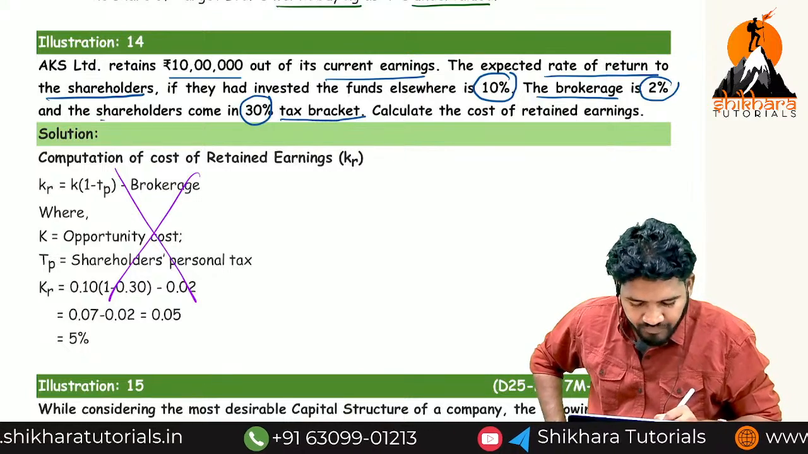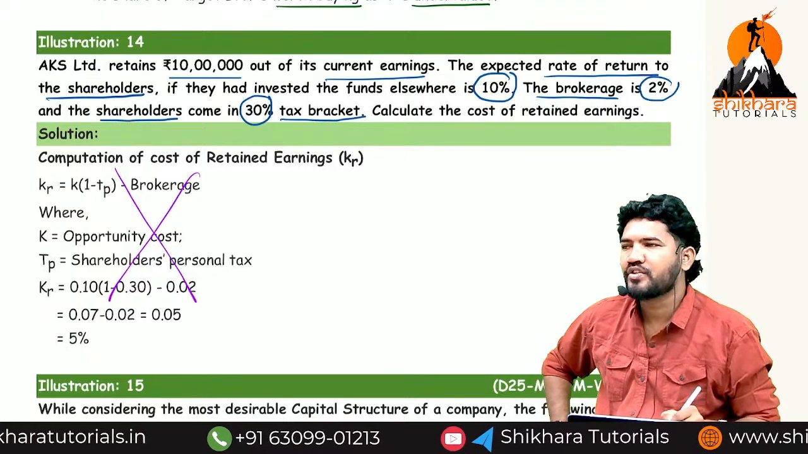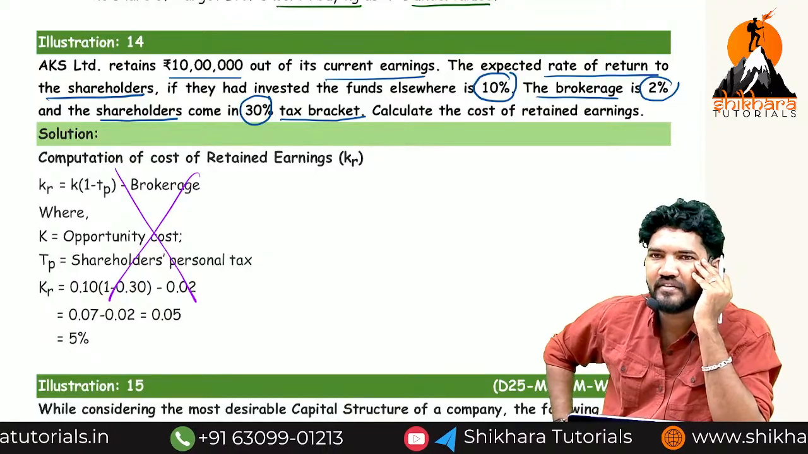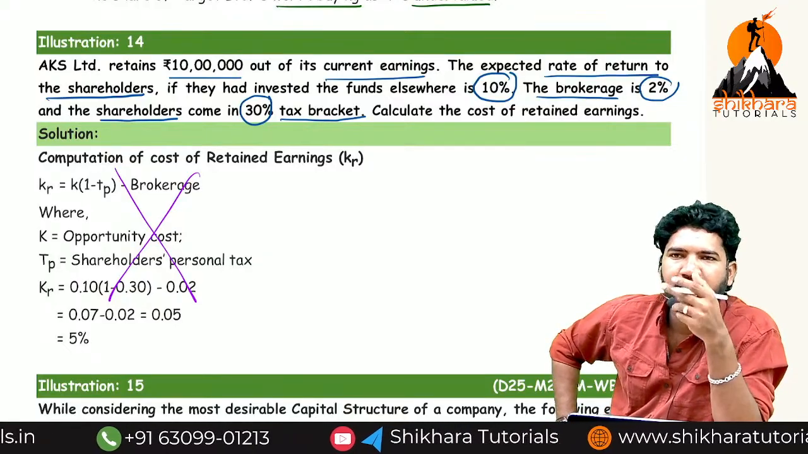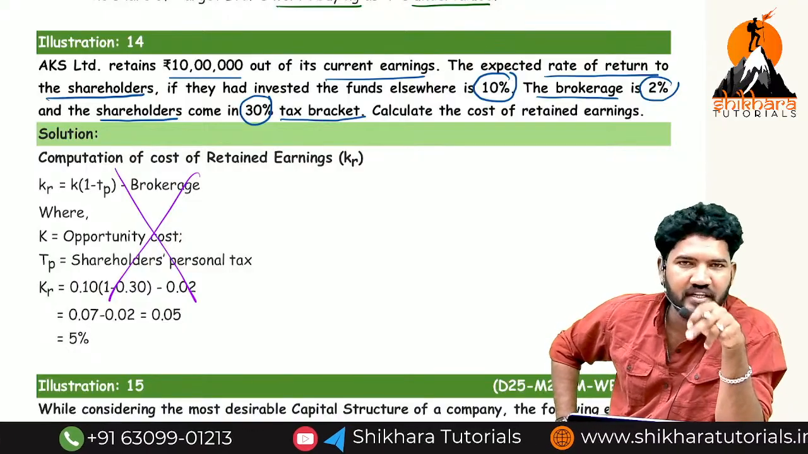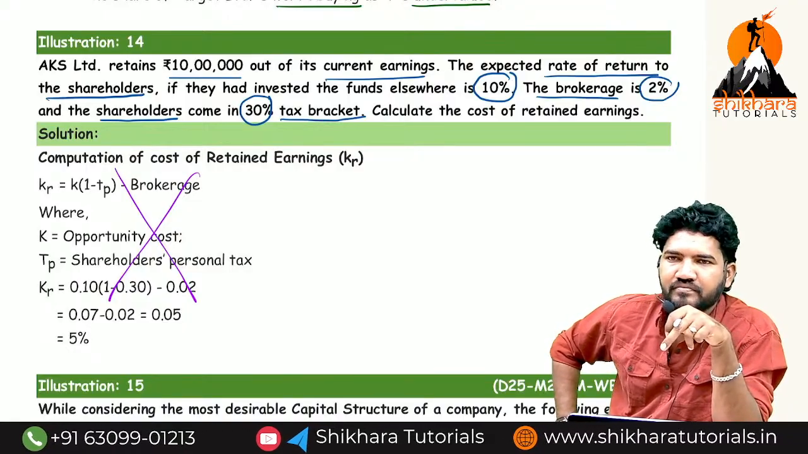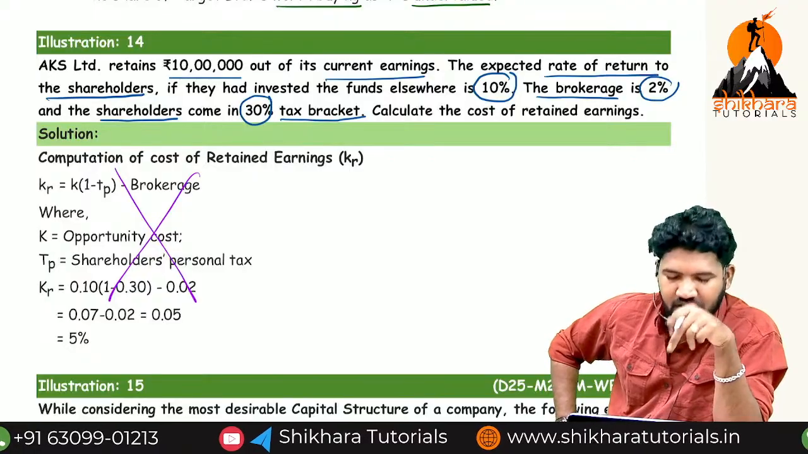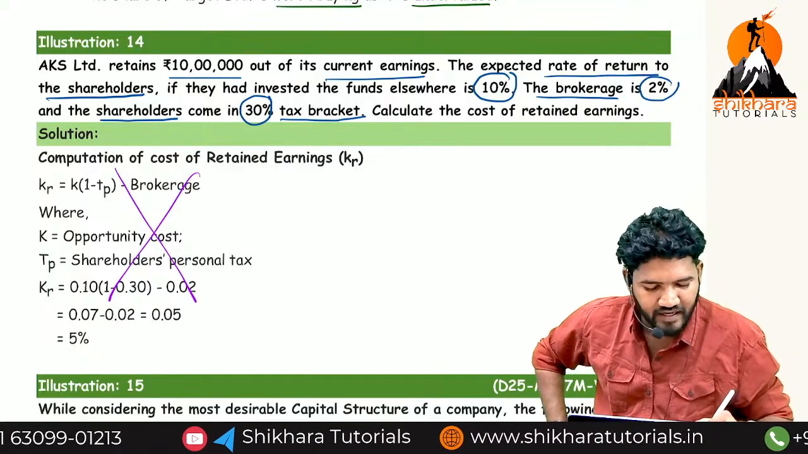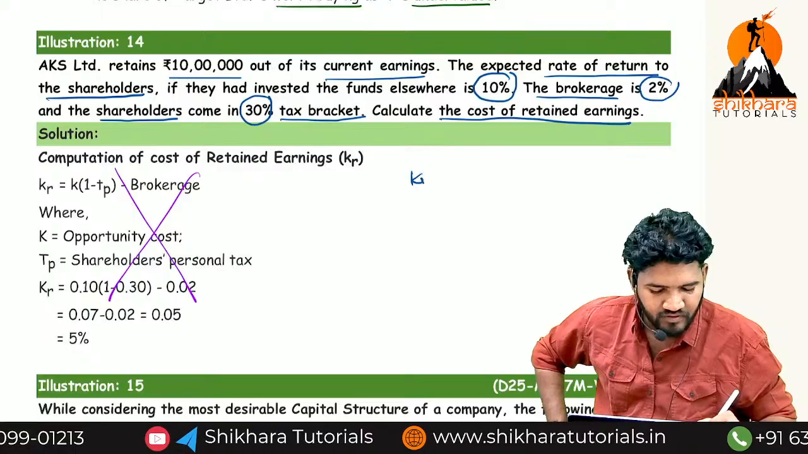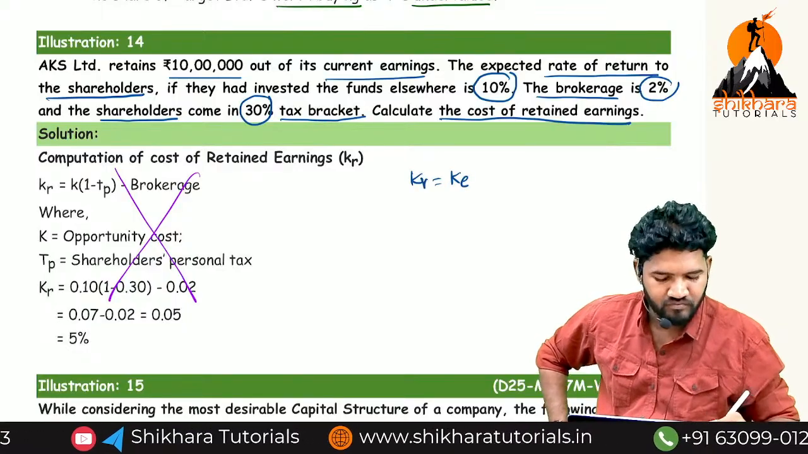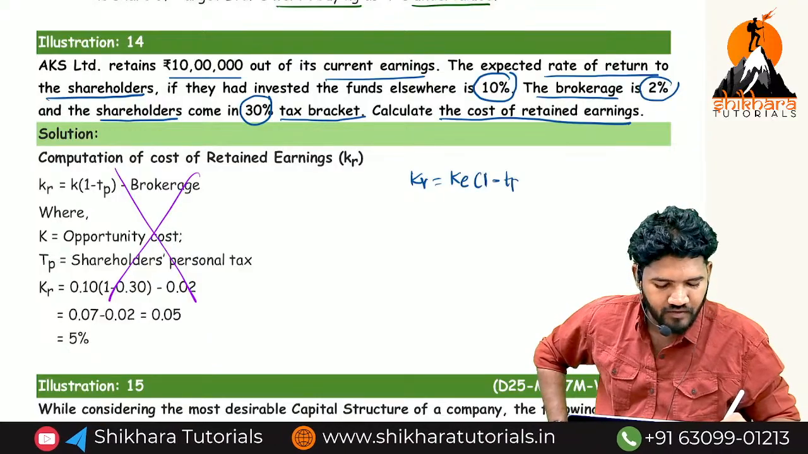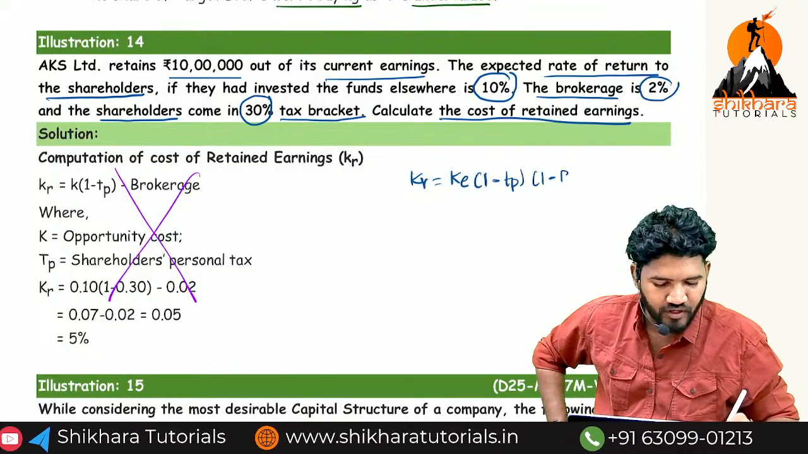So see here, shareholders came, which means personal tax, not corporate tax. Now flotation cost percentage is given as well as personal tax. Now what is the formula for cost of retained earnings? KR equals to the expectation KE into 1 minus TP into 1 minus brokerage.